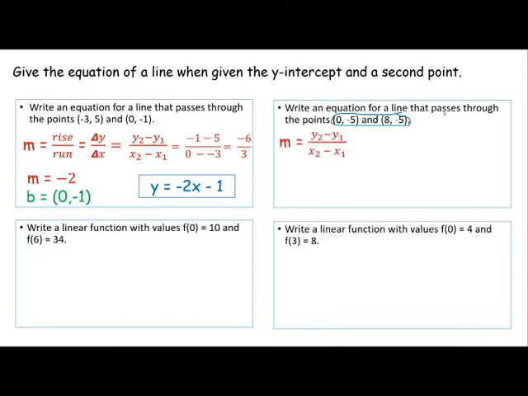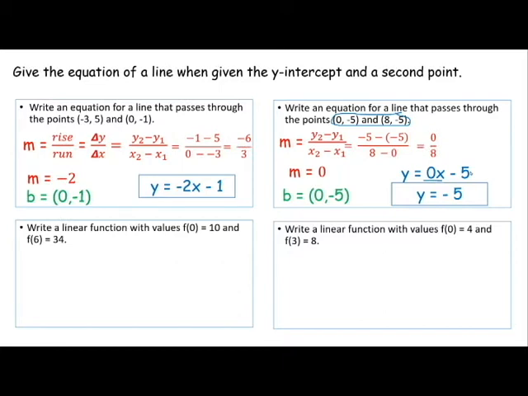I've done y2 minus y1 over x2 minus x1. I plug in the appropriate values. I put a -5 as y2, which means the 8 is x2, minus -5 as my y1, which makes a 0 my x1. I subtract those, and I get a slope of 0. Once I know the slope, the y-intercept is already given to me, so I can write the equation pretty quickly and easily. Notice again, with a slope of 0, 0 times anything is 0, so 0 minus 5 gives me the horizontal line y equals -5.